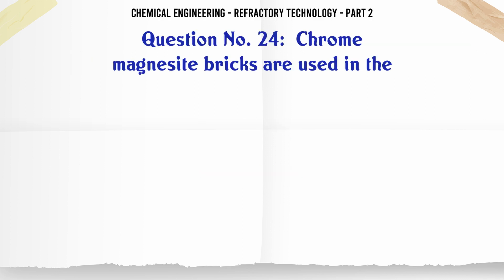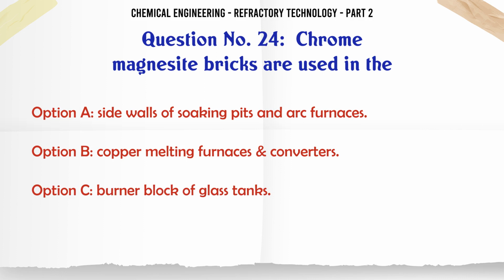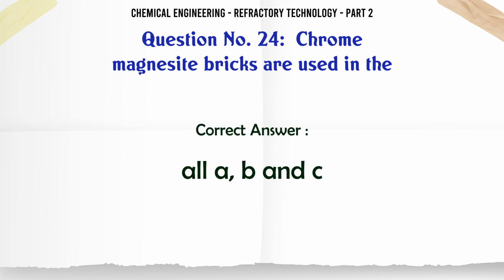Chrome magnesite bricks are used in the A. side walls of soaking pits and arc furnaces. B. copper melting furnaces and converters. C. burner block of glass tanks. D. All A, B, and C. The correct answer is all A, B, and C.